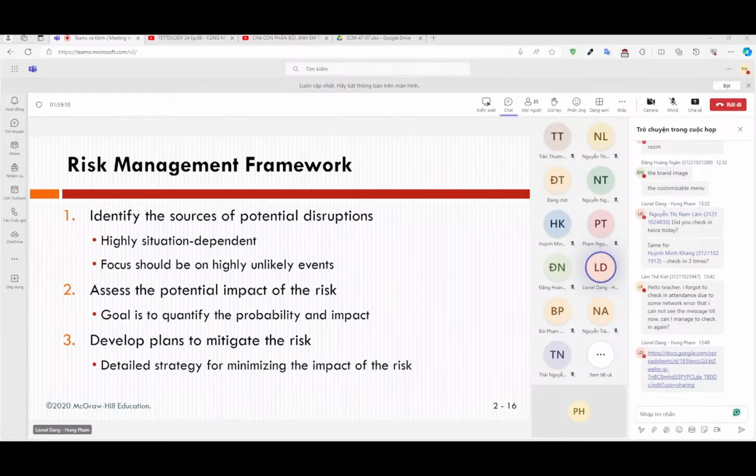So it's a kind of matrix. You have one matrix, and then you will assess based on the impact. Is it high or low? And then likelihood, is it likely to happen or not? For example, the risk of fire, right? The fire in a warehouse.